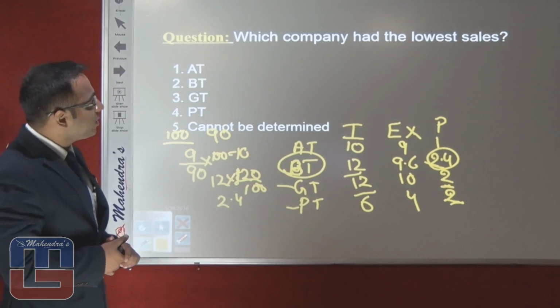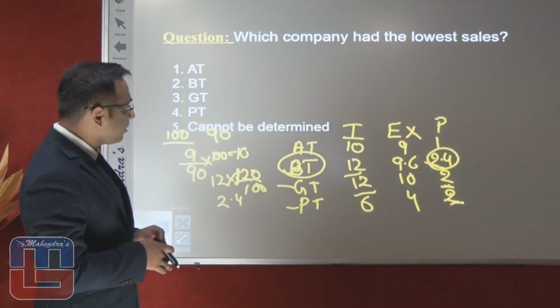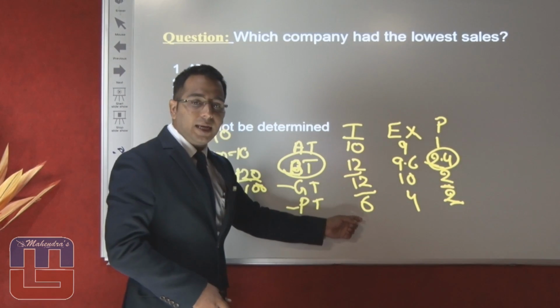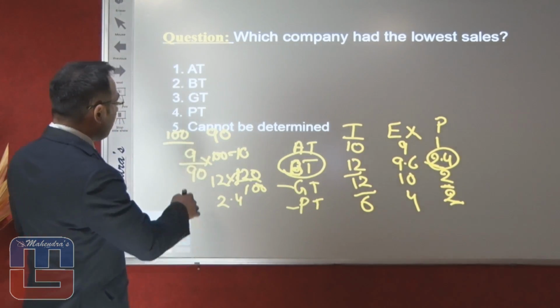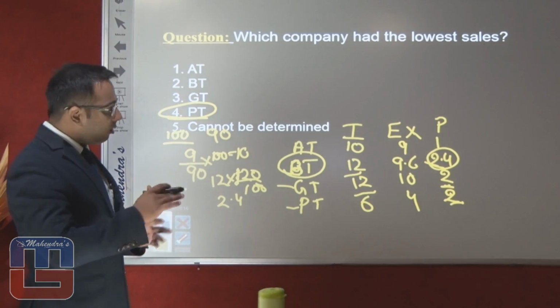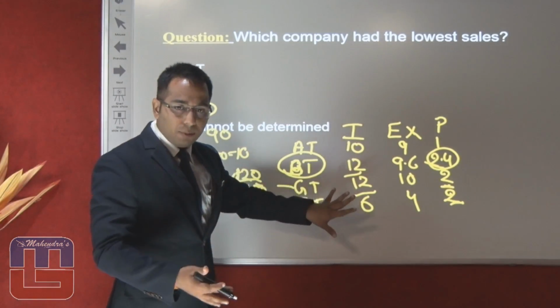The next question says which company had the lowest sales? Now the lowest sale means lowest income. That means PT is 6. So PT. Answer is option 4. So we have all the data here. You can solve the further questions from it.